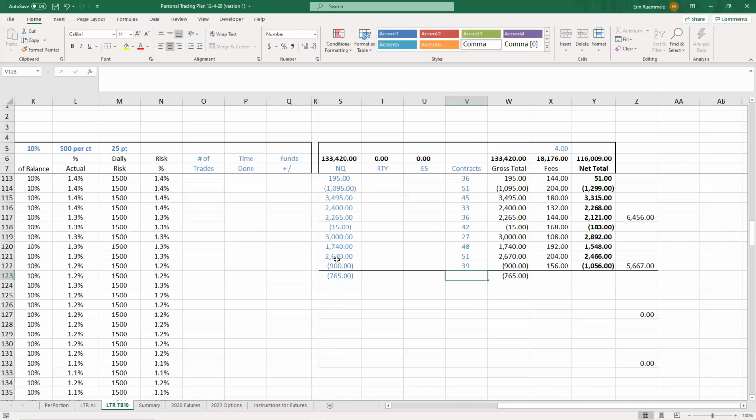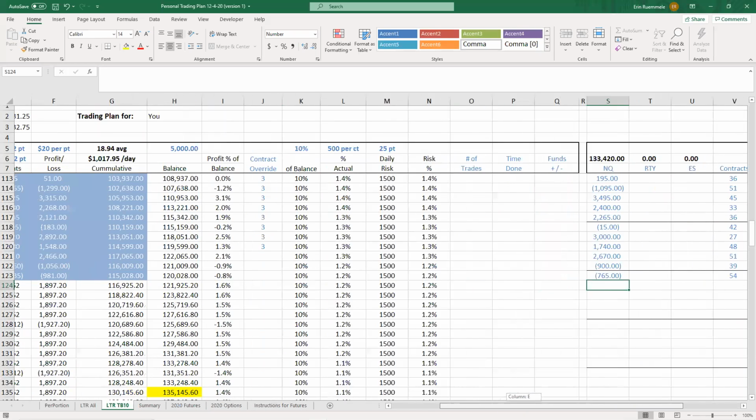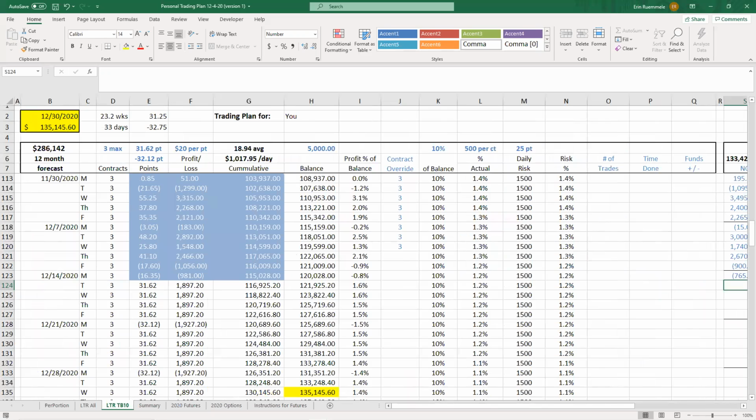And we had 18 trades, 3 contracts, total of 54. So we'll go through and update our personal trading plan. You can see that the averages and what we have in our forecast, it really isn't that different. 31.25 and 32.75 versus 31.62 and 32.12. So they're not changing all that much, just really pennies here.